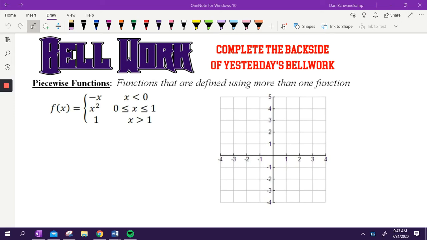All right, so piecewise functions, we are trying to graph this thing. Negative x when x is less than 0. Negative x, show me with your arm, what is negative x going to look like? Good, that's a line. We've got a slope of a line of negative x. X is less than 0.